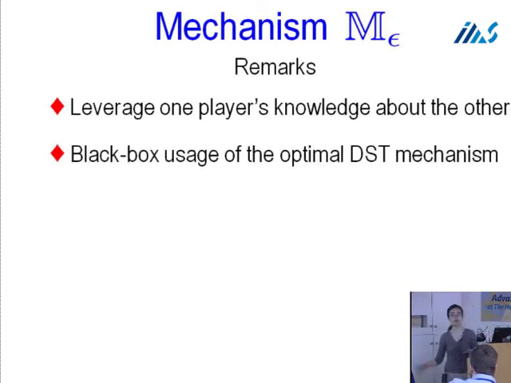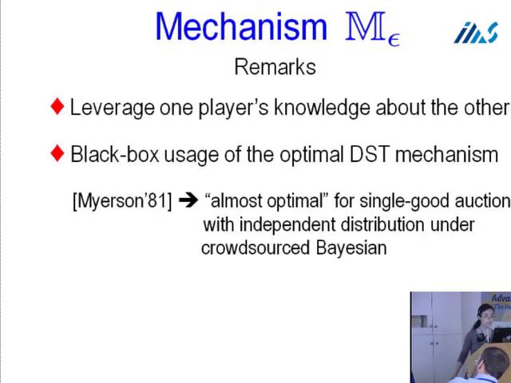And second, this mechanism has black box access to the classical optimum DST mechanism. So, for example, if we have a single good auction and distributions are independent, then by plugging in Myerson's optimal mechanism, we will get an almost optimal mechanism. But here we are moving the knowledge burden from the designer to the players. So we work in the crowdsourced Bayesian model.